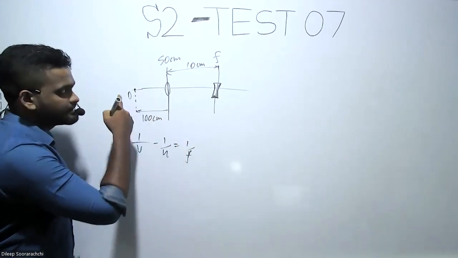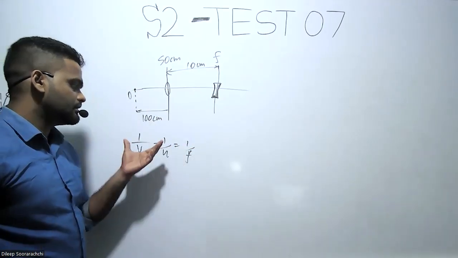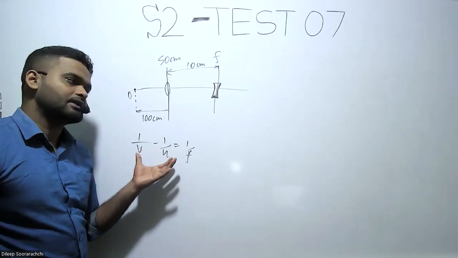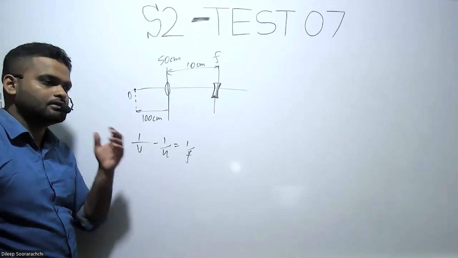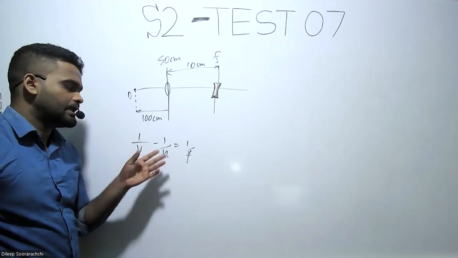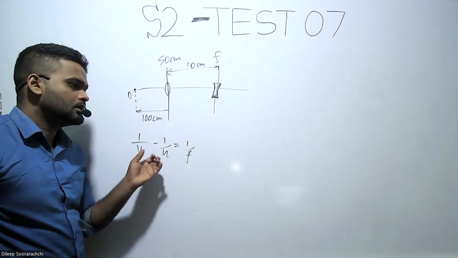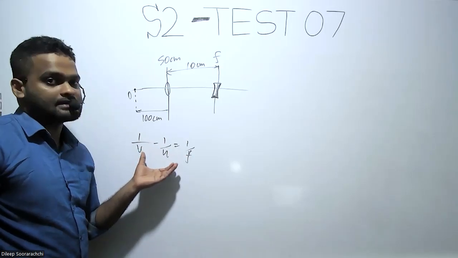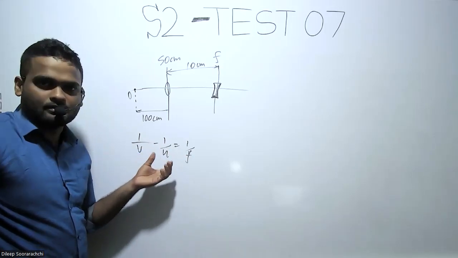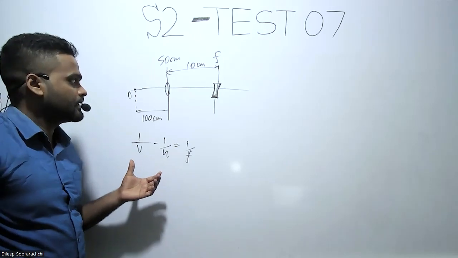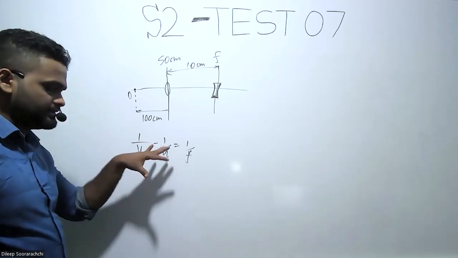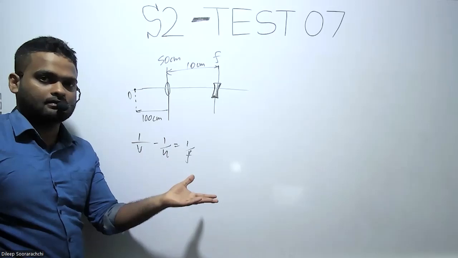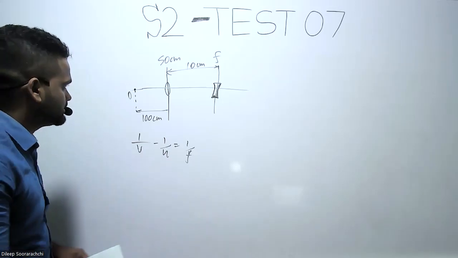So without the lens equation, also you can find that. Usually in an MCQ they don't give questions to apply the lens equation, because it takes some time to simplify this one, right? Anyway, I'll just use the lens equation, then I'll explain the shortcut method.